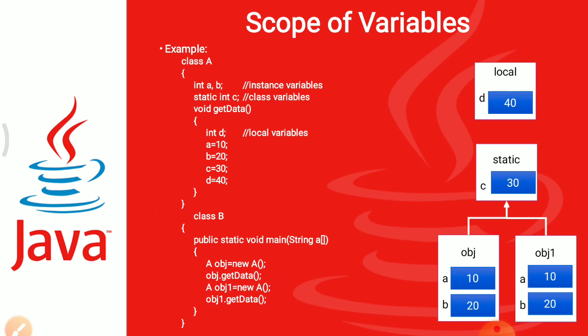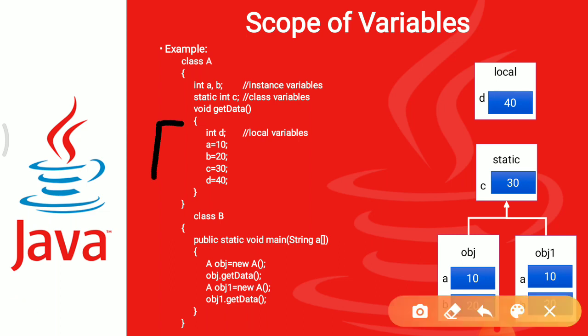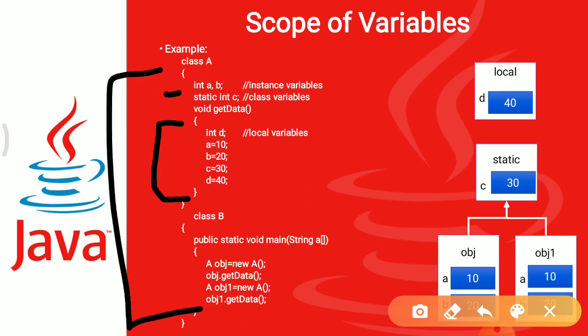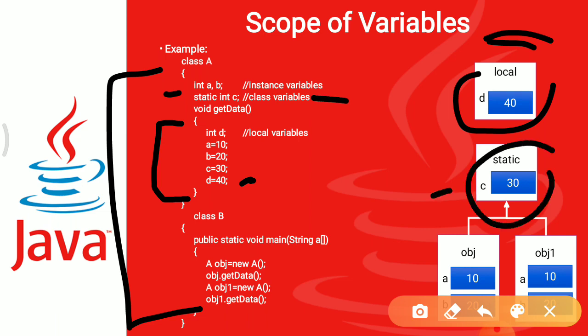Here is the scope of variable, that is, class A. Here the instance variables are integer A and B. After that, static C, that is the class variable or static variable. Void getData consists of integer D, that is the local variable, having memory access starting from these two braces, and this A and B will be used throughout the program. So D will be the local, consisting of value 40. C is a static variable, it consists of only one memory, that is 30.